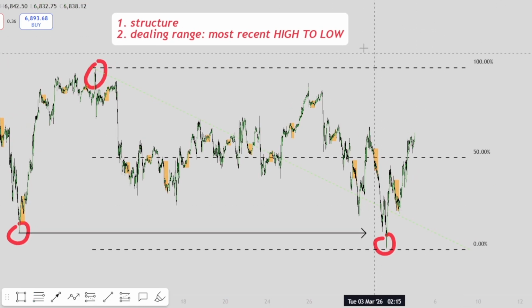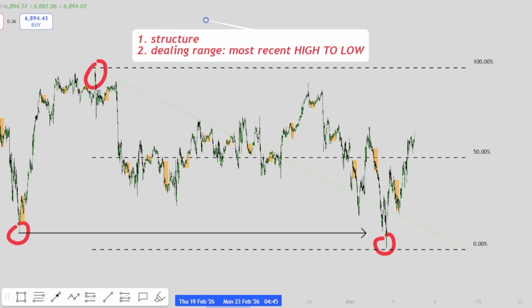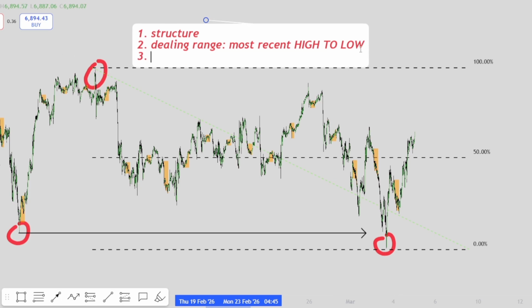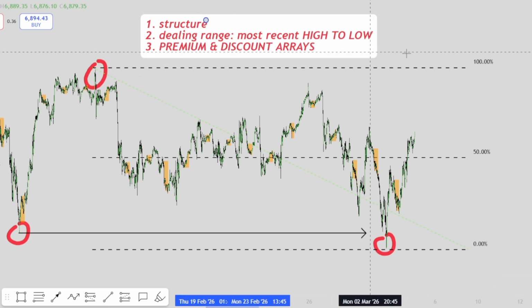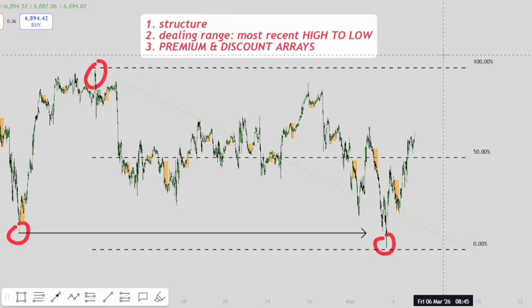And what we do over here, step 2 and 3 come together, because step 2 gives you step 3. And step 3 is the premium and discount arrays. Premium and discount arrays, okay? Premium and discount arrays. Now, how do we then understand premium and discount?